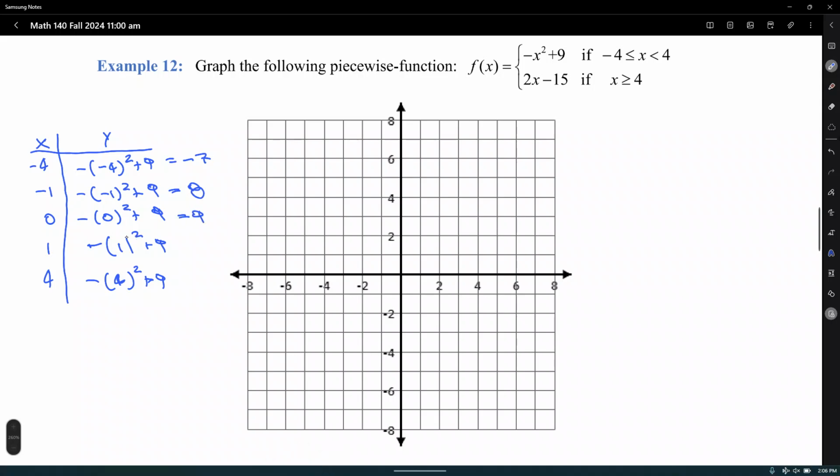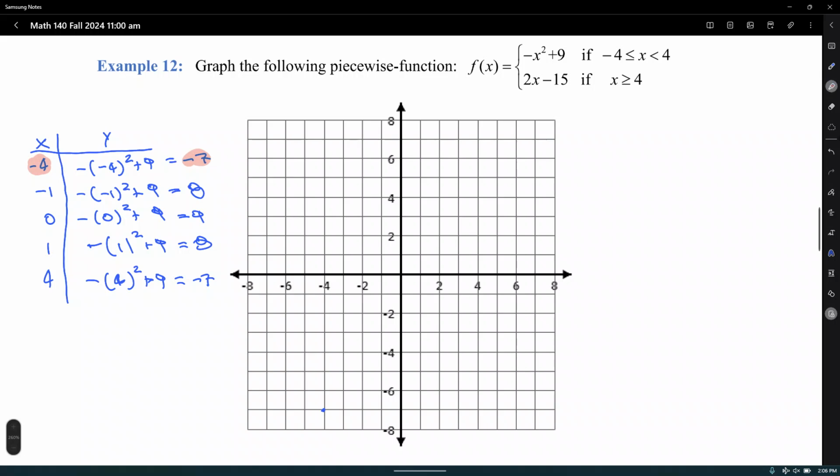And 1 squared is 1, times the negative in the front is negative 1, plus 9, that equals 8. And lastly, 4 squared equals 16, times a negative in the front, that's actually negative 16, plus 9, that equals negative 7. So let's use these ordered pairs to plot the parabola. So x and y, these are the ordered pairs, so negative 4, comma negative 7, right?